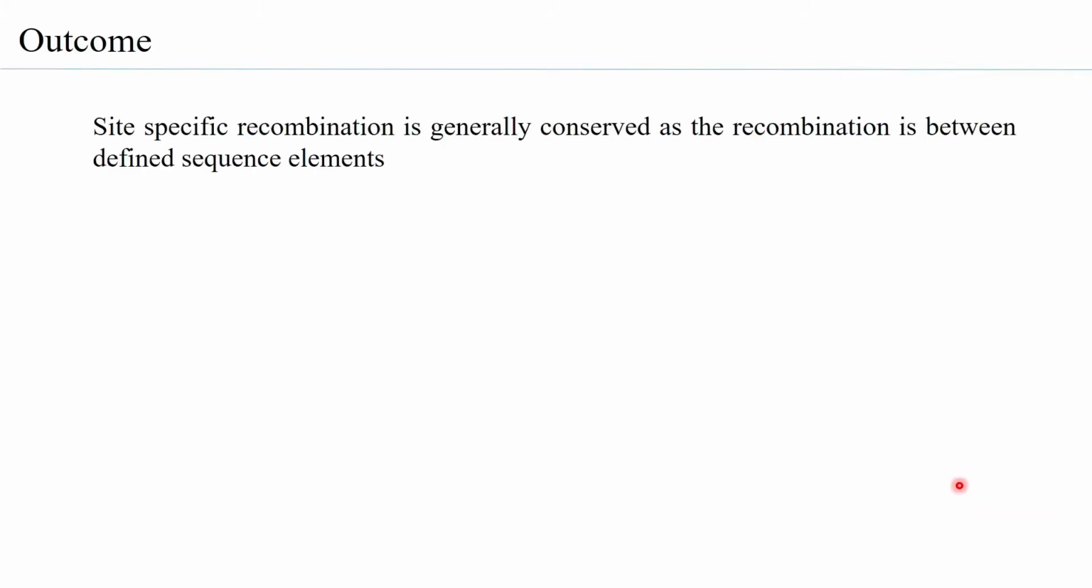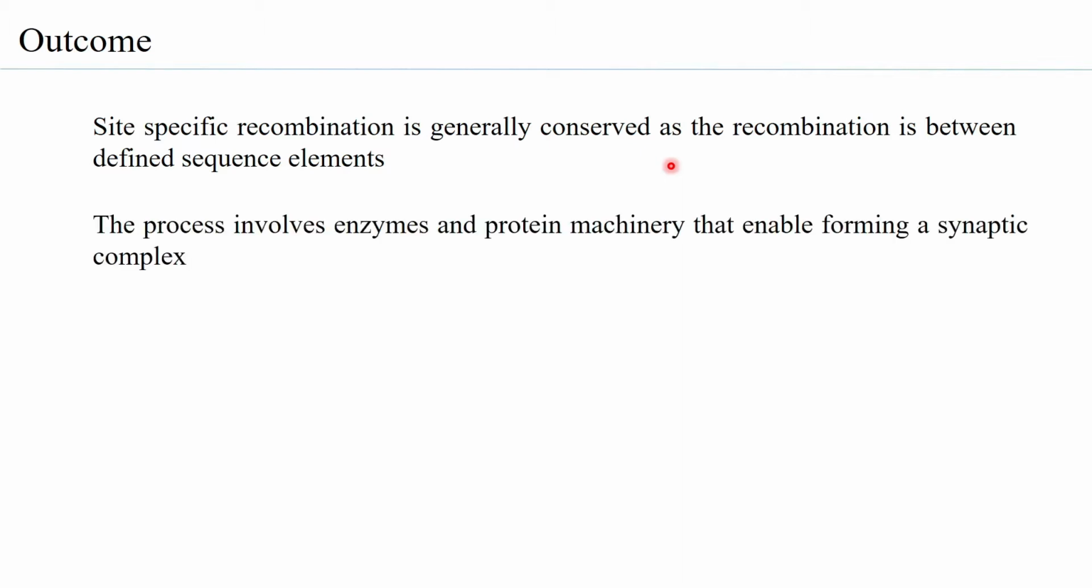Site-specific recombination is generally conserved, as the recombination is between defined sequence elements. That means if there is a gene rearrangement that has to happen, it will not happen randomly anywhere. It will happen only at a specific site, and that is why it is considered to be conserved. The process involves enzymes. We know that enzymes are very highly specific, and therefore recognition of sequence elements by the enzymes makes it site specific.